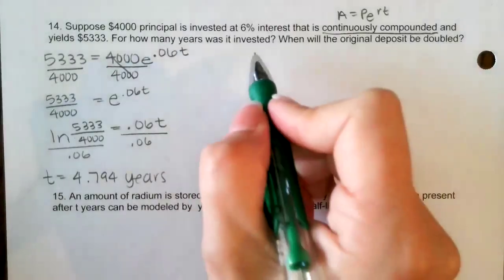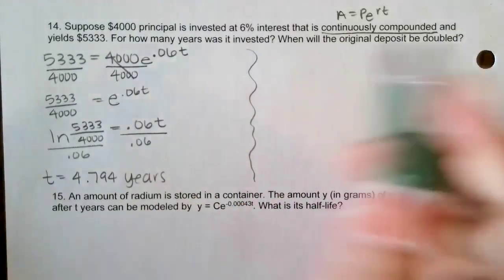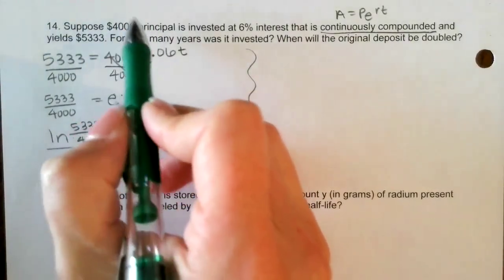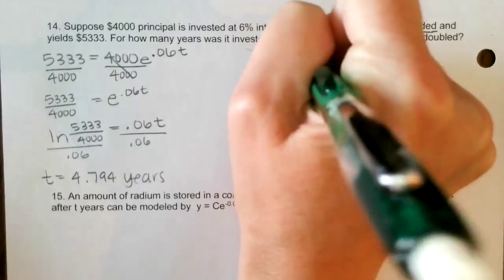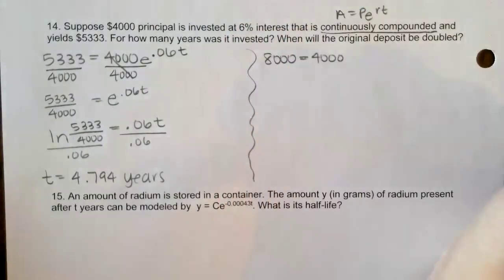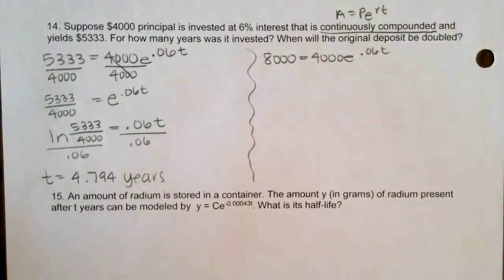There we go. The second part of this question says, when will the original deposit be doubled? And so our original deposit was 4,000. If I double that, that would be 8,000. Now you go ahead and pause the video there and see if you can come up with how many years that would take.